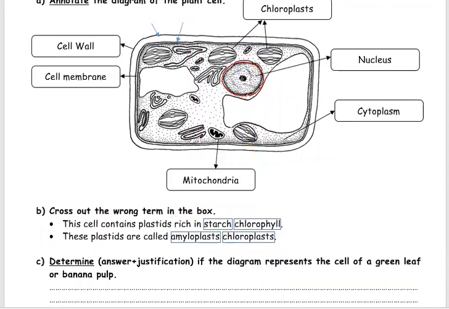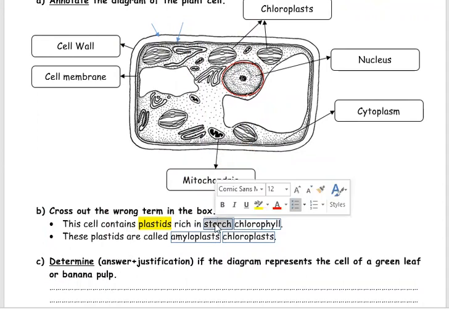This cell contains plastids. For sure, it is a plant cell. That's a plant cell. It must have a plastid inside. Again, the plastid is an organelle that is engaged in photosynthesis. In this case, the plastids are rich in chlorophyll and not in starch, so we will cross starch.